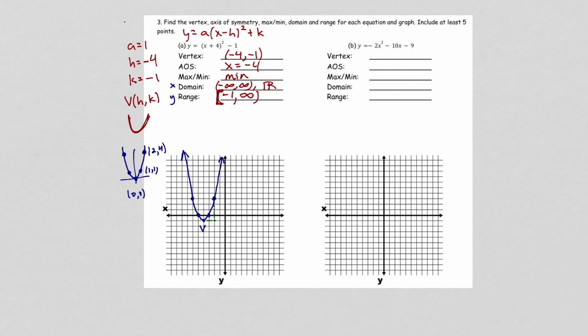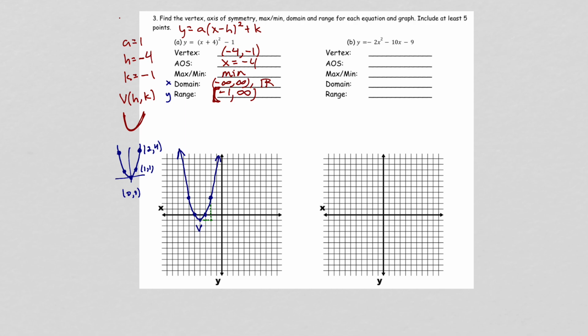There are other points that you could get. These directions said include at least 5 points. To me, those are the 5 easiest points. You can include other points, and there are lots of strategies for getting those other points.